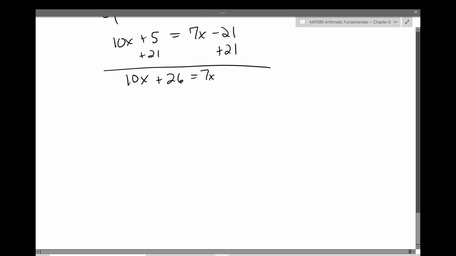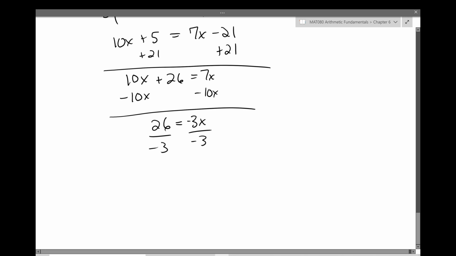All right. Now I'm going to subtract 10x from both sides. It's going to give me 26 equals negative 3x. Okay? And then I'm going to divide both sides by the coefficient in front of the variable term, which is negative 3, to give me x equals negative 26 over 3.